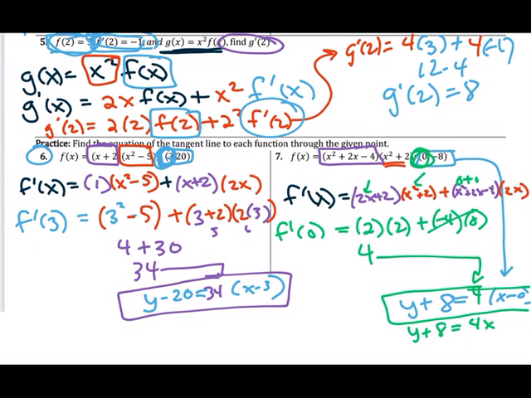So even when we get a problem that looks more complicated or more abstract, just work through what you know. Apply the product rule, plug in what you know, and use any other information in the problem to help you get to a final value.